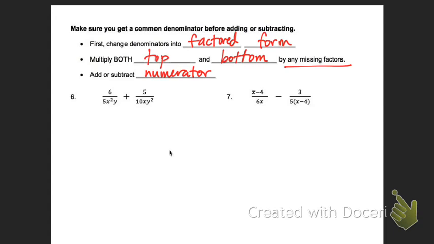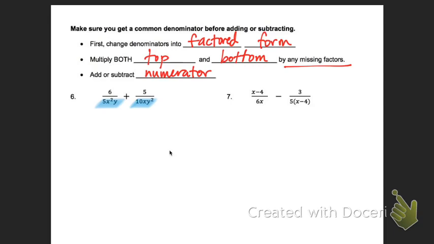So, I'm going to highlight my denominators. I want them both to be the same. And you have to basically bring the smaller numbers up, or the smaller degrees up. Like, you have to go bigger. Can't go smaller. Okay? So I'm going to look at the two numbers. I've got a 5 and a 10. What's the common denominator between those?